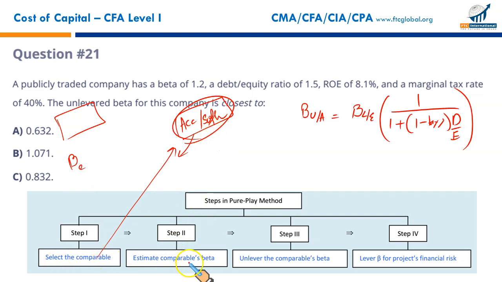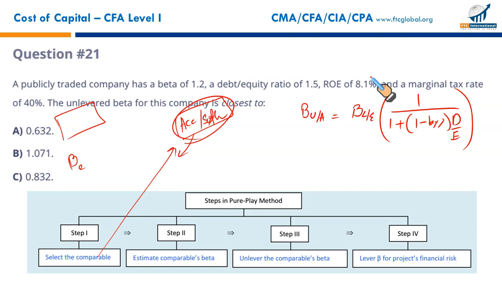The next step is to estimate the comparable beta, which is given here. You need to unlever it using this formula, and then you can lever it again, keeping in your own debt to equity ratio. So the first step is to unlever the beta of the closest comparable company that you have selected. You will convert it into the unlevered comparable beta, and then convert that into your levered beta using your own specific debt to equity ratio. This is just an introduction. There are multiple questions of this type, and I will explain the idea.